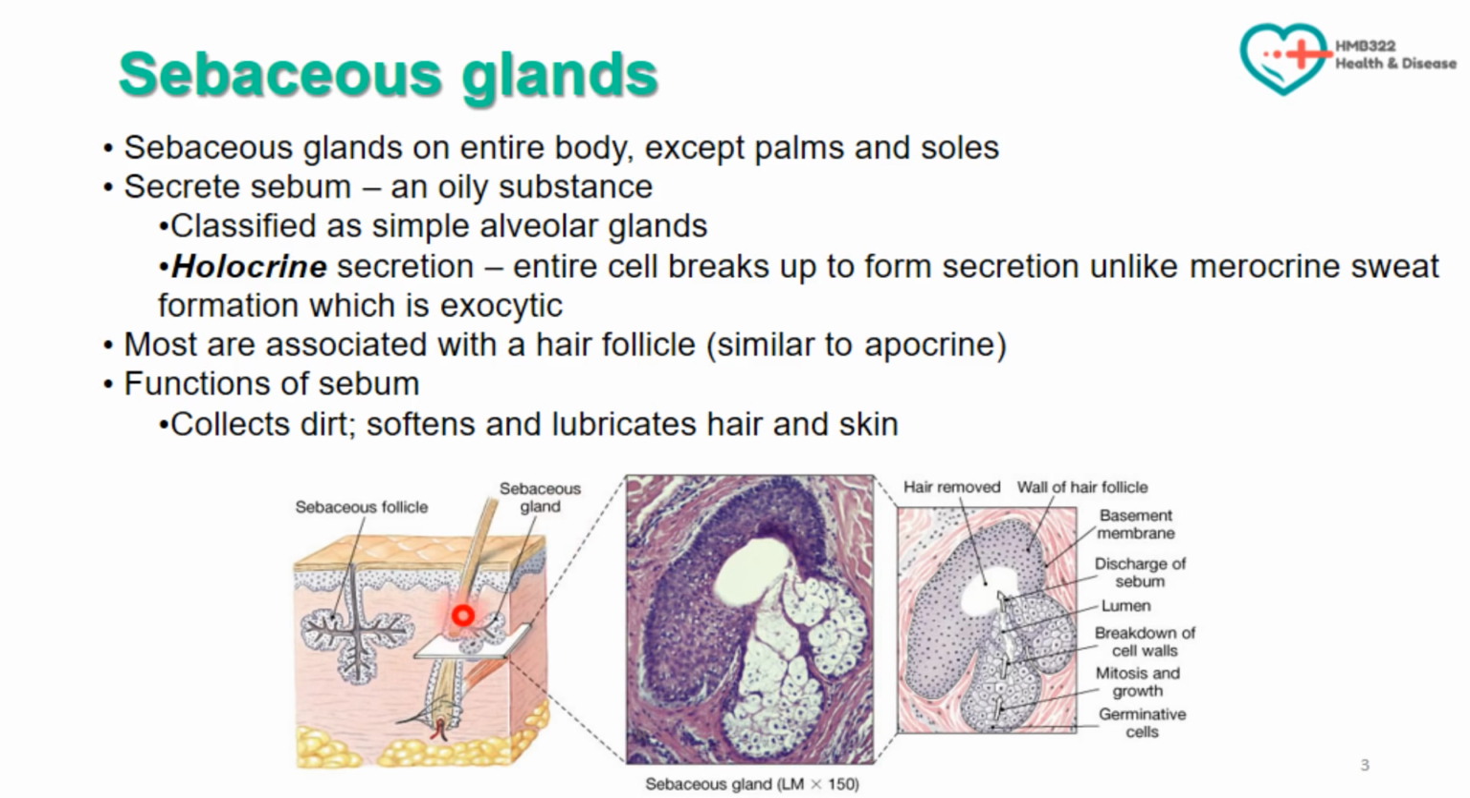Most often, we find these little sac-like glands, these alveolar-type glands, associated with hair follicles. So in that sense, it is similar to those apocrine glands we looked at before. And the function of sebum is to really collect dirt. It's also to soften as well as to lubricate the hair as well as the skin. So it does have its normal function, but when we have certain types of bacteria, they will actually use these secretions to help them proliferate and to dominate. If I don't talk about something on this figure, you don't need to worry about anything on that figure that I haven't mentioned.